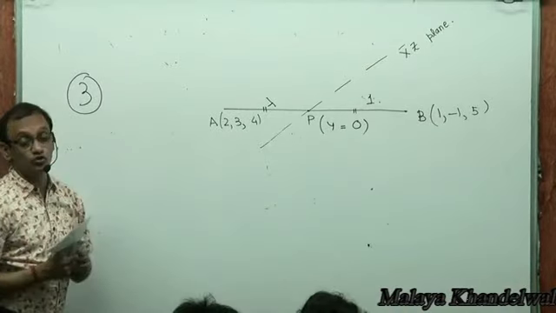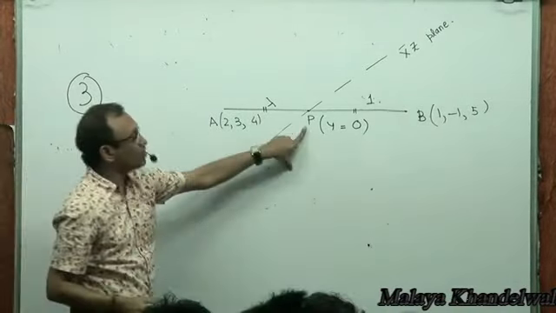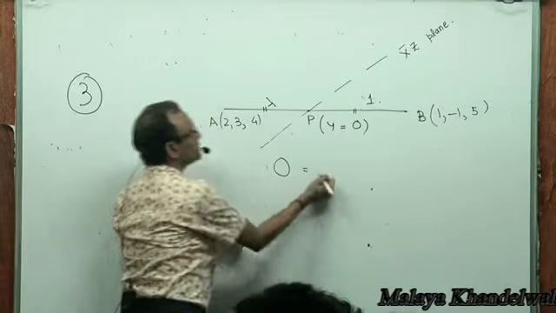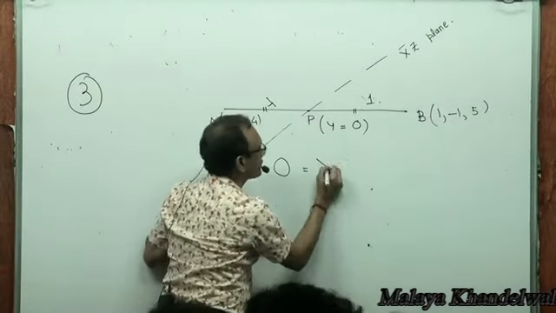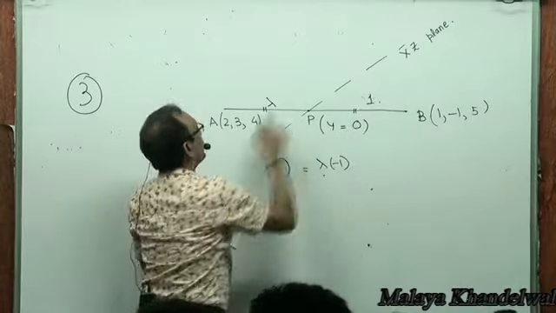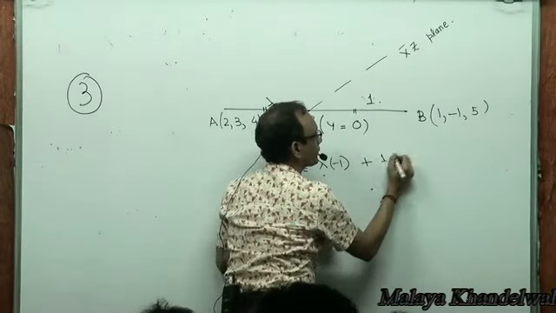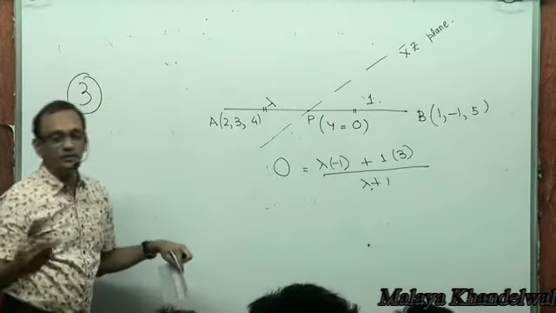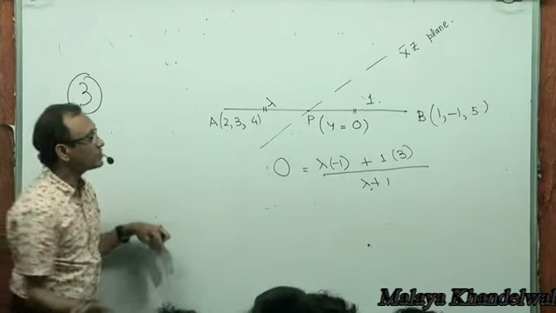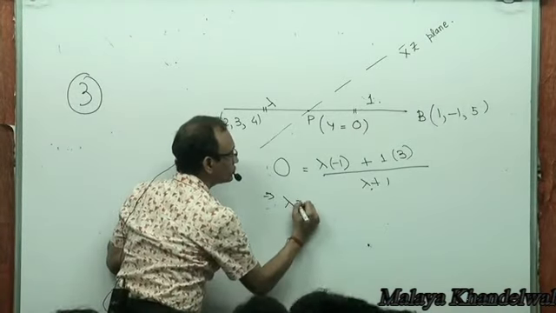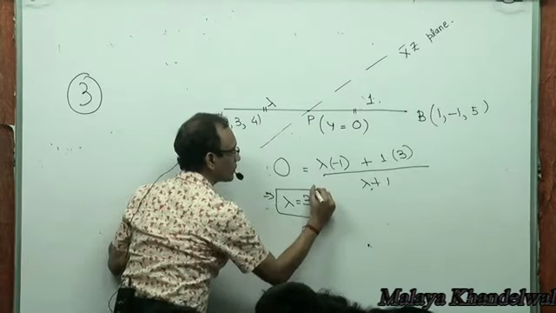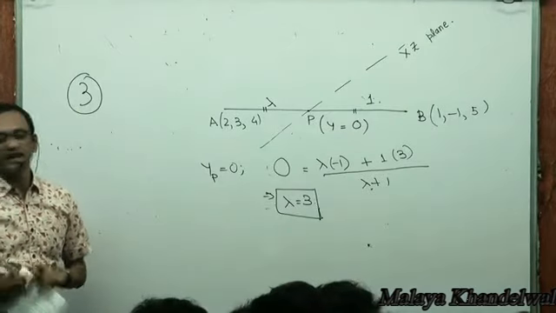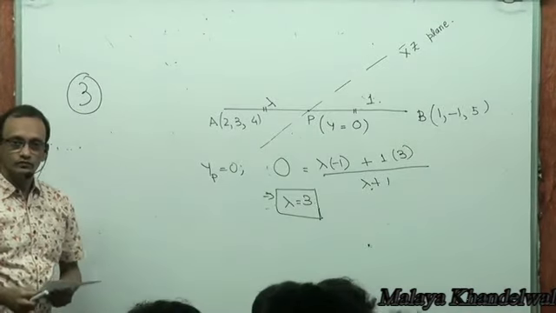I then take recourse to deploying the section formula. Y is 0 for this point. That means 0 must be the y coordinate of the point on the line joining A and B. 0 means lambda into minus 1 plus 1 into 3, divided by lambda plus 1, isn't it? m y2 plus n y1 by m plus n. That's 0. That gives me lambda equal to 3. Y coordinate of P is 0, gives me lambda equal to 3. Yes or no? Right?